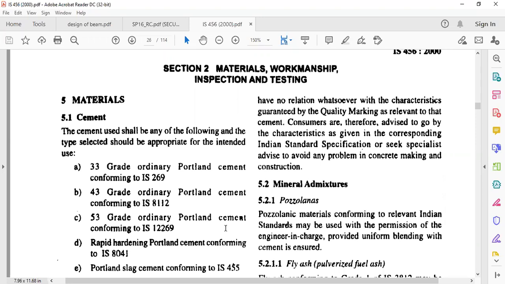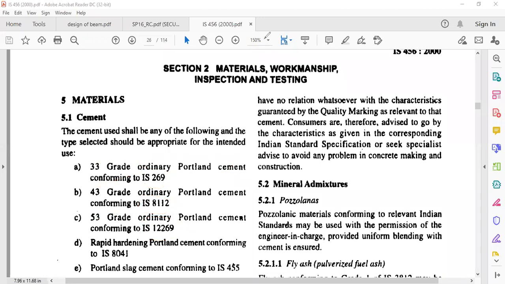So material, many a times this is the major question. Many a times Viva questions are asked: what is the grade of ordinary Portland cement? What are the different grades of ordinary Portland cement? You can see these are the grades: 33 grade, 43 grade, 53 grade. So what does that mean? It means that this particular grade is having that kind of strength. If you want to check the code related to that, yes, the codes are IS 269, IS 8112, IS 12269.